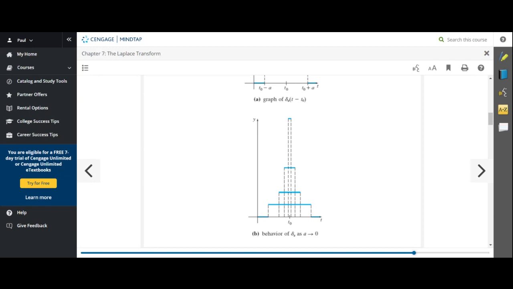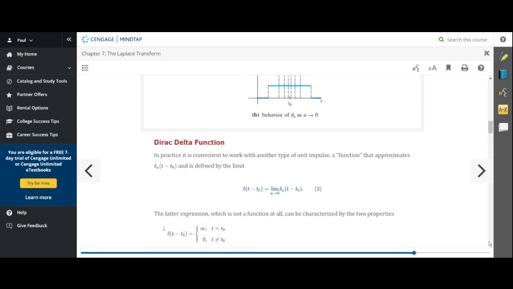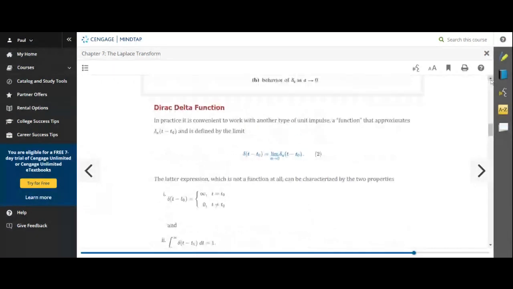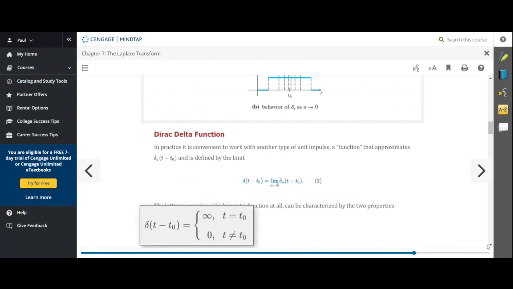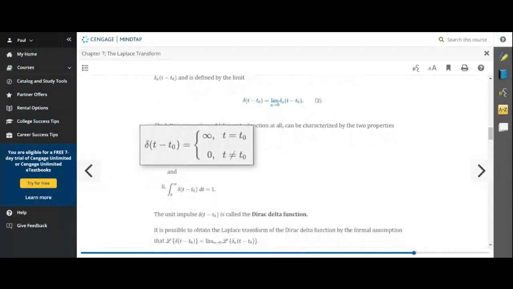And so this gives us the concept of what a Dirac delta function is. There it is, right there. The Dirac delta function is a function that models this unit impulse. That's just a notation of what the Dirac delta function is, but in terms of the behavior we just saw, this is absolutely true.